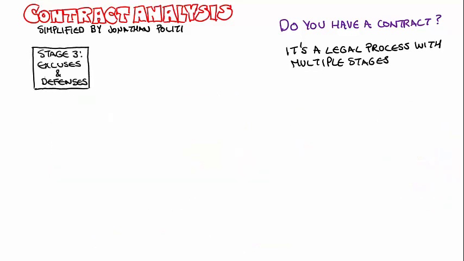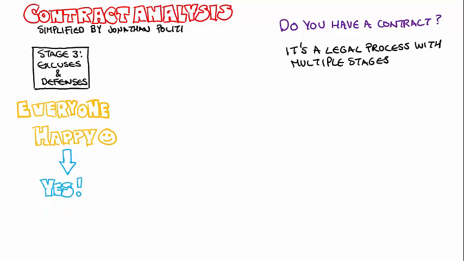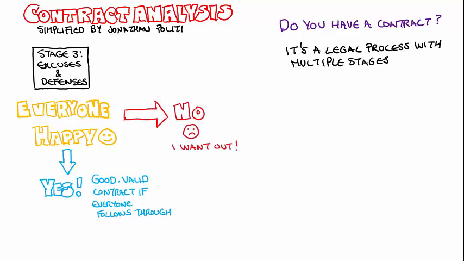Stage 3, excuses and defenses. As part of the analysis, ask whether the parties are pleased with the terms of the agreement. Is everybody happy? Yes? Great. Then it's a valid contract as long as everybody follows through. No? Not everyone happy? Okay. There are excuses and defenses that may apply. Excuses from performance and defenses to contract.